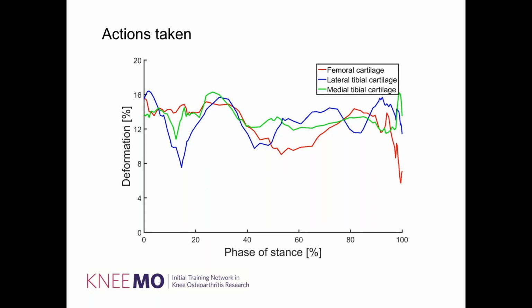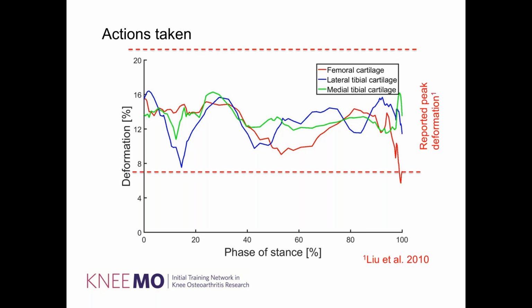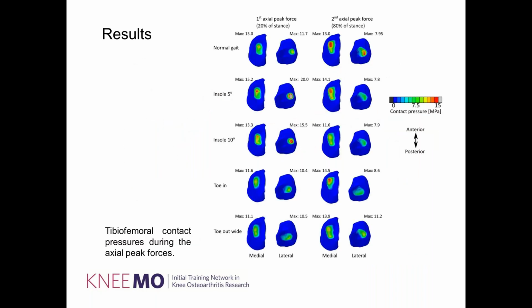So these are the peak deformations during the stance phase for femoral cartilage, lateral and medial tibial cartilages. And if we compare these to those reported in the literature in an MRI in vivo study during gait, we see that they are right in the middle of the range that is reported. So this material model and also the forces seem to be really nice. And now we have some actual results.